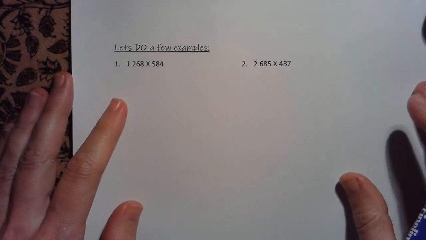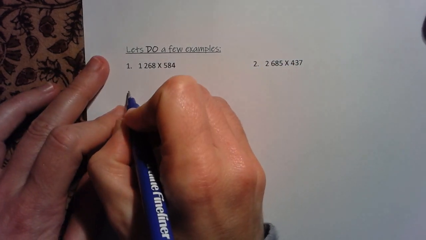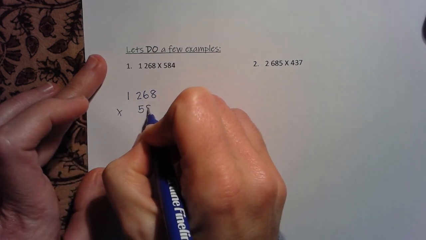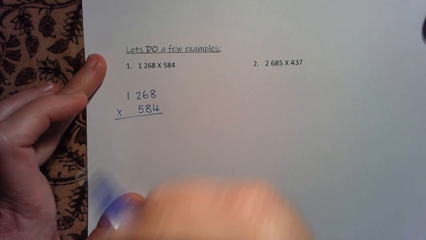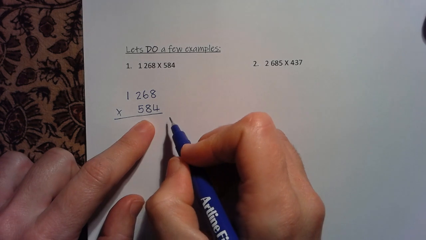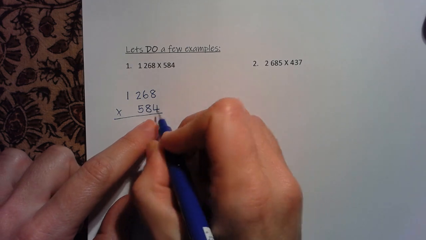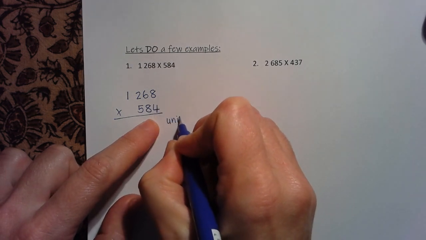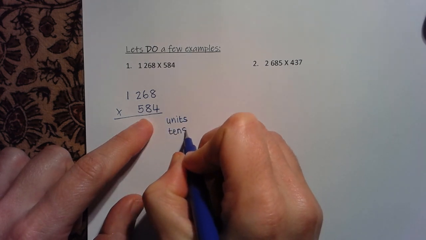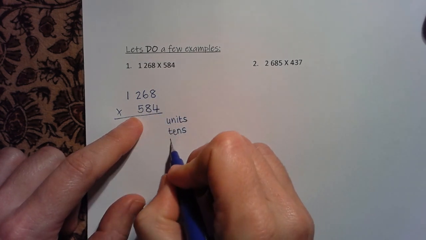Okay, so we have big numbers here. We've got a 4-digit number multiplying with a 3-digit number. So I'm going to write it out. 1,268 times 584. Now look what we have here. We don't have a 2-digit number, we have a 3-digit number. So we're going to have 3 sets of answers. We're going to multiply with a 4, which represents the units. Then we're going to multiply with the 8, which represents the tens. And then we're going to multiply with a 5, which represents the hundreds, because this is 500.